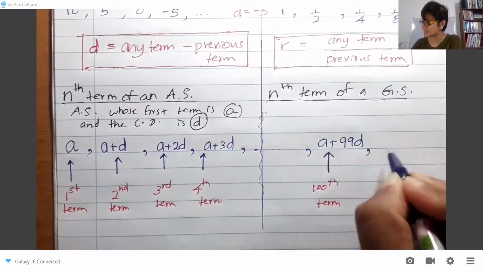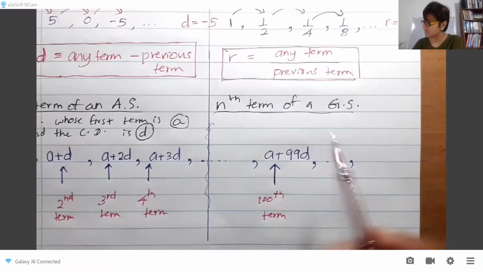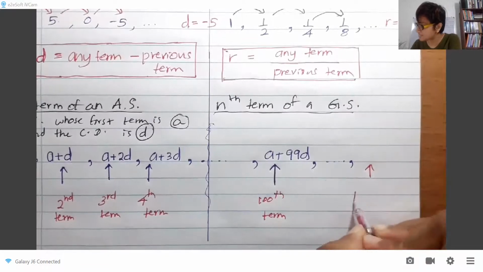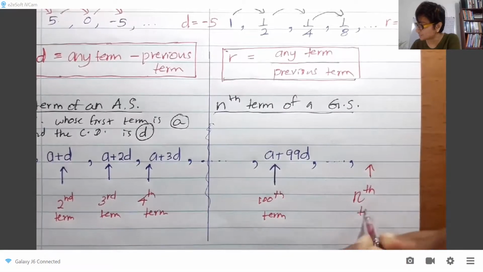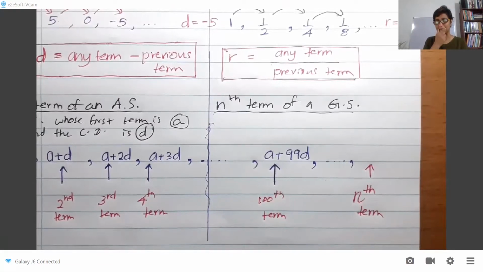Now, if I call a certain general term, if this is my nth term, where n could be anything, what would be the nth term?